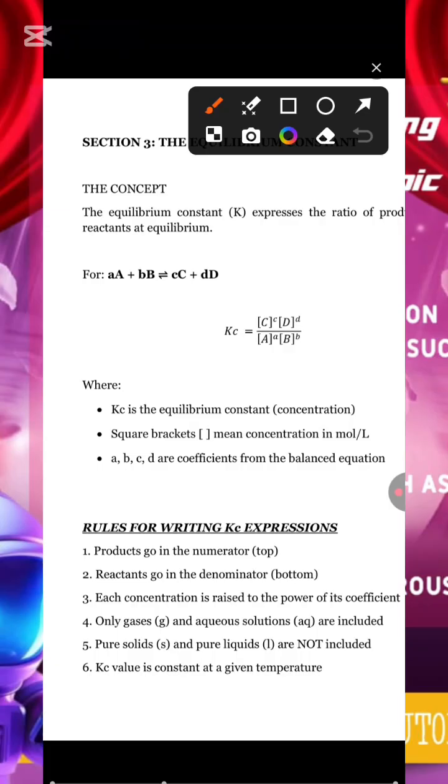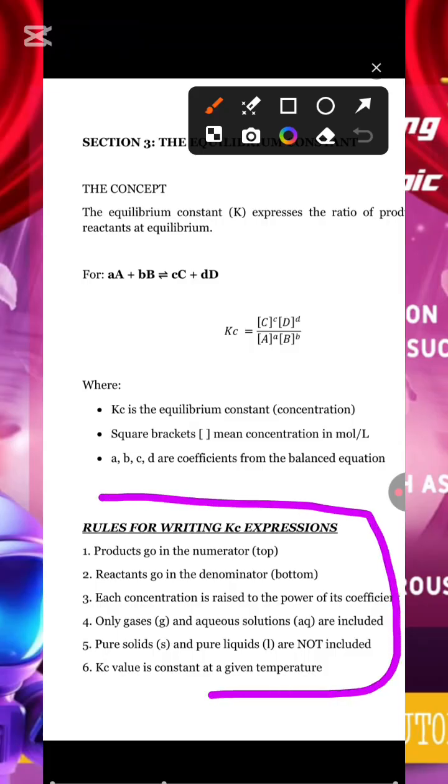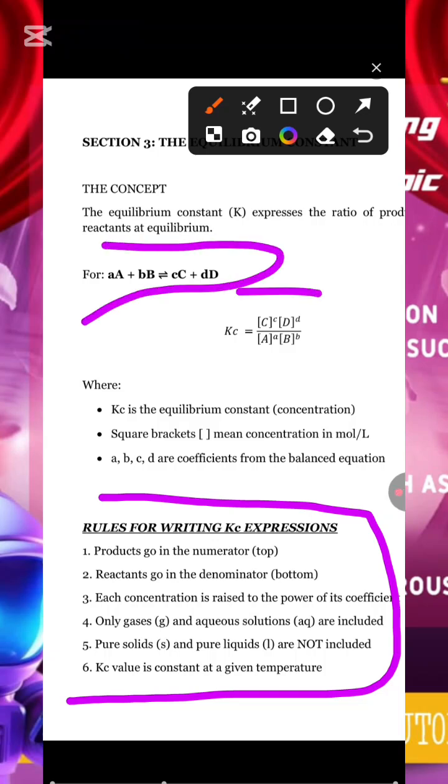Now what are the rules you must follow if you are going to write the equilibrium constant of a reversible reaction at equilibrium? What are the rules you must follow? These rules are very important, and it's very crucial that you take note of all of them. Very, very important, because JAMB, post-UTME, and O-level exams often test students on their ability to write out the equilibrium constants for reactions like this. Now what are the rules?